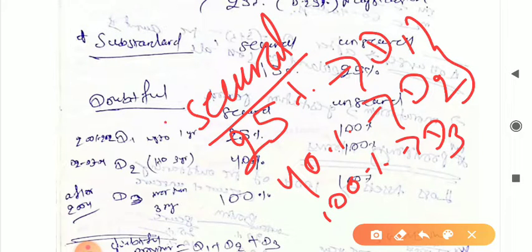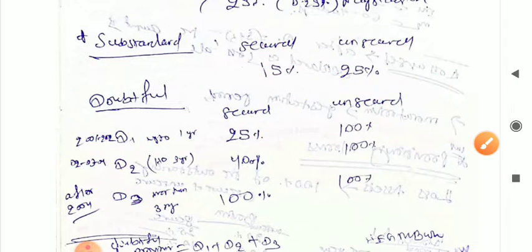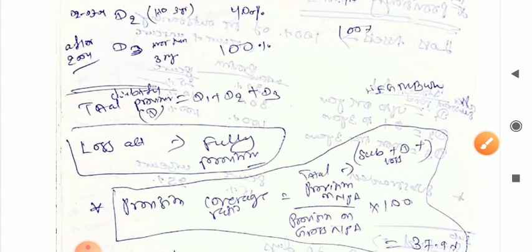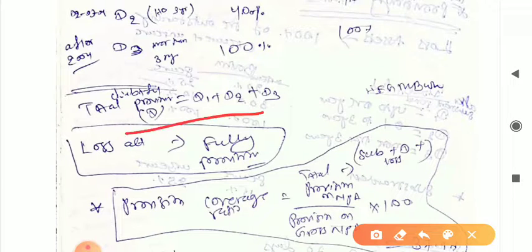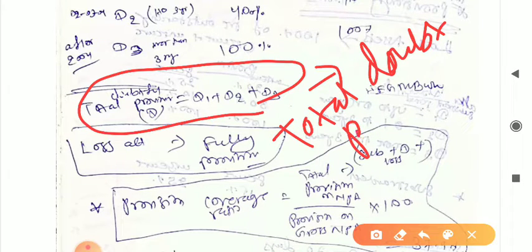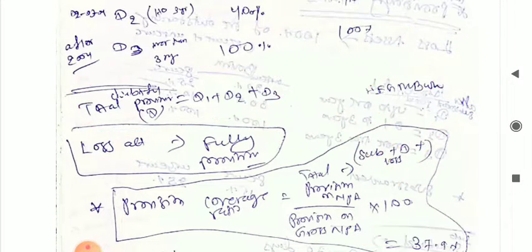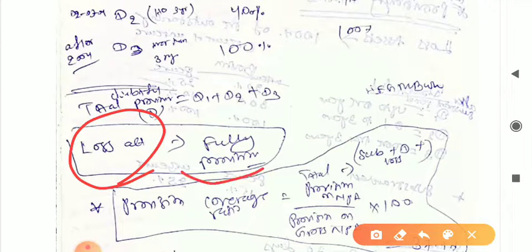And in all unsecured percentages, that will be 100%, right? And see, there are some formulas. Total doubtful provisions. What is total doubtful provisions? That will be D1 plus D2 plus D3, right? So next one will be loss asset, that will be full provisions.